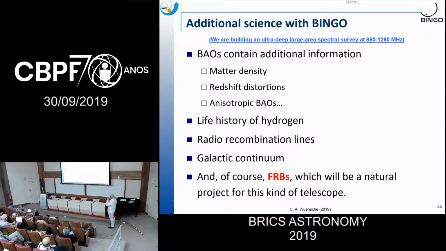And of course, fast radio bursts, which will be a natural project for this kind of telescope, except that we have a very big field of view for this kind of object. So we will not be able to pinpoint the location as BINGO is designed for now, but we will be able to have very good information on the energetics of the fast radio bursts. In the sense that we don't know where it comes from, but we can have the spectrum in very good detail, time detail.